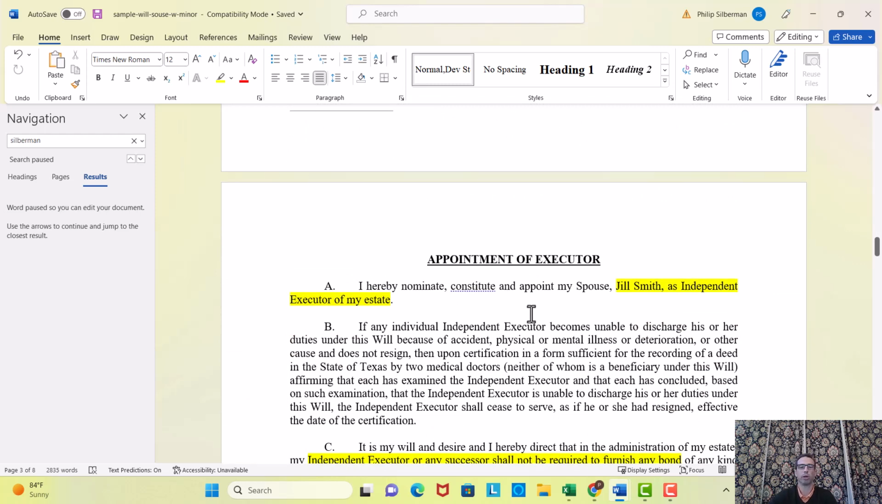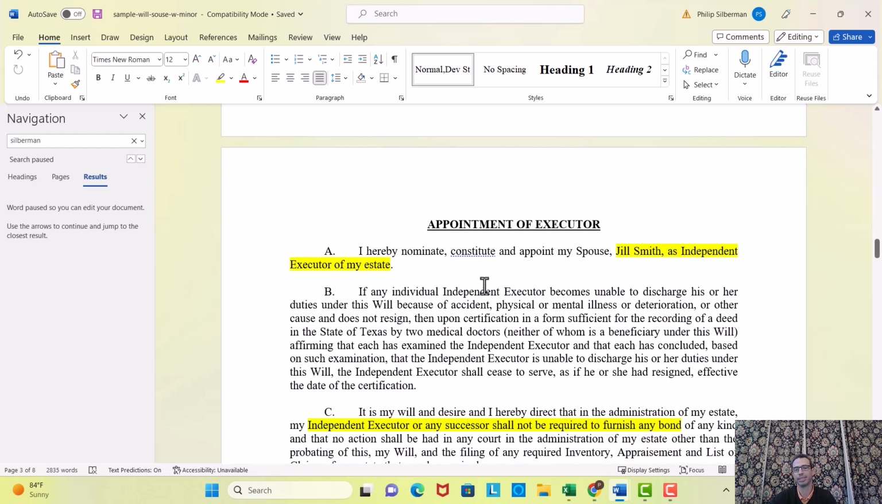And then we have the appointment of the executor. In this case, this is the husband's will, so it's typically the wife that's appointed as the independent executor of the estate.